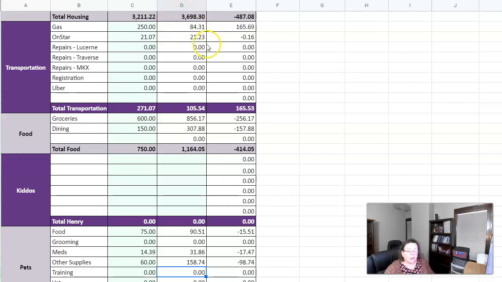We had $21 for OnStar, which brought our total transportation to $105, and that was $165 under what we originally planned. In food, you can see that we went way over what we planned.